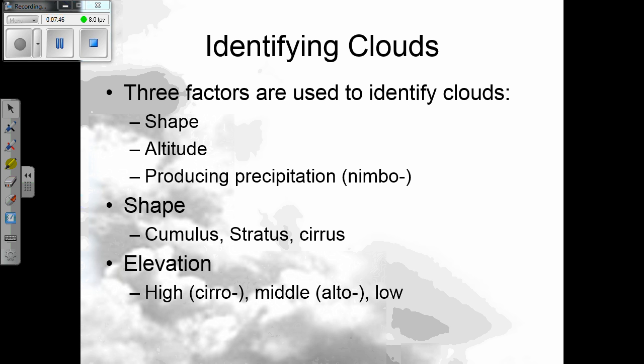But when you look at the different types of clouds, the first thing you want to figure out is the shape of the cloud and the elevation of the cloud to determine the name. And then always, always, always remembering if it is producing precipitation, it is a nimbostratus cloud.